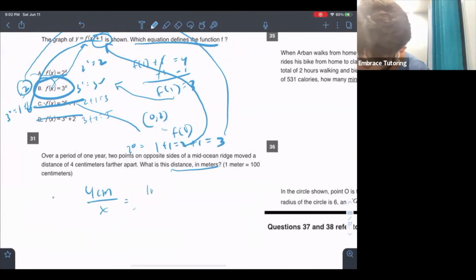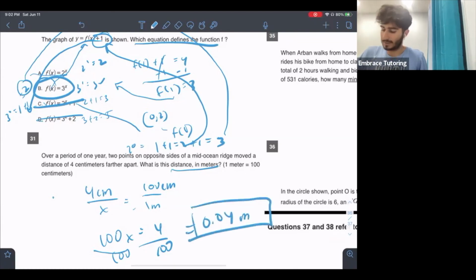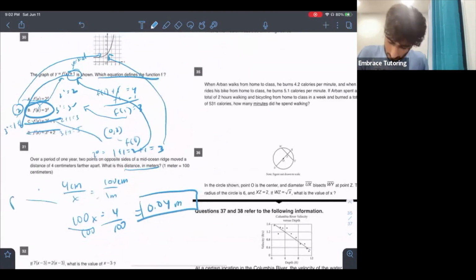You have 1 meter and you have 100 centimeters. So you can do 100x equal to 4, divided by 100, divided by 100. Put it in your calculator. 4 divided by 100 is 0.04 meters. That is your answer. They're using proportions.